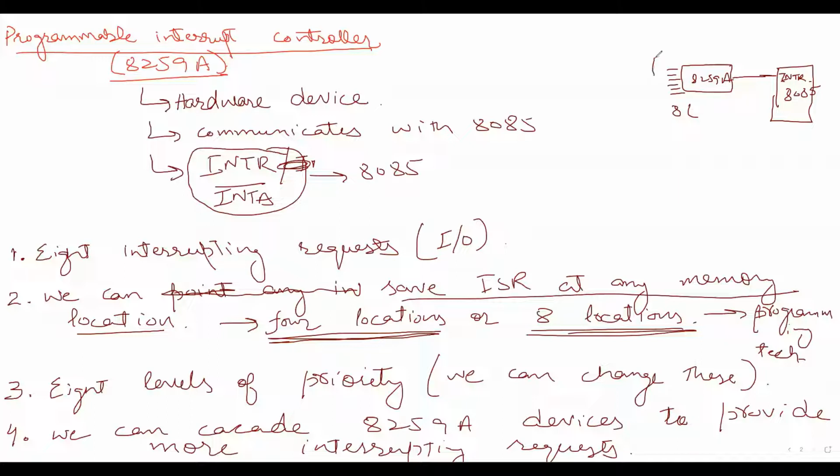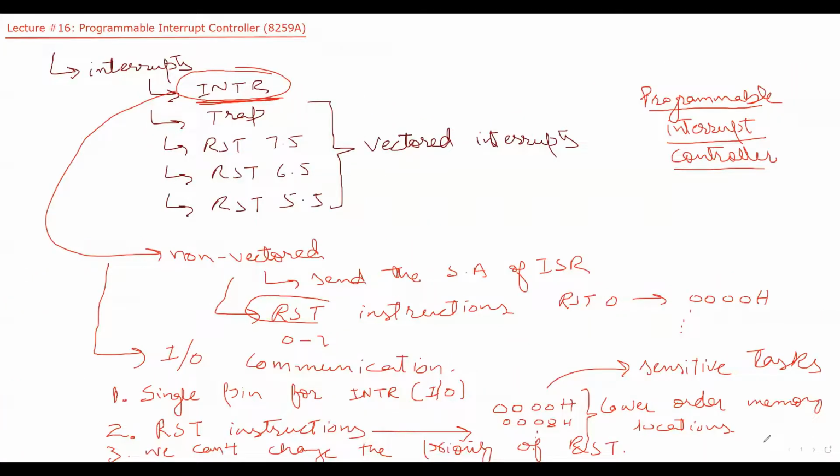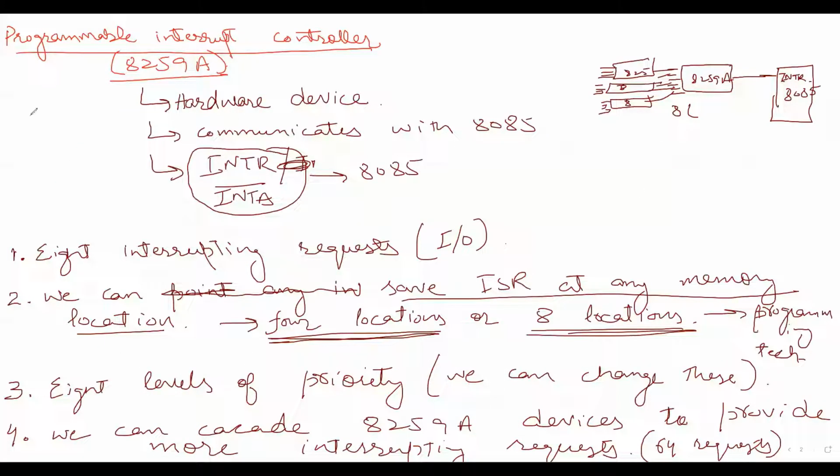Now we can add another 8259A here. We can cascade these 8259A devices with this one, and this will enable us to have more interrupting requests. So with cascading of 8259A devices, we can provide more interrupting requests. But at the top level, the expandability is up to 16 requests, not more than 16. So this was the advantage of using the programmable interrupt controller 8259A.